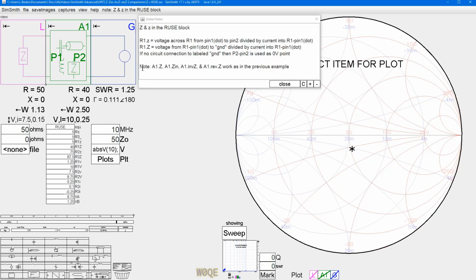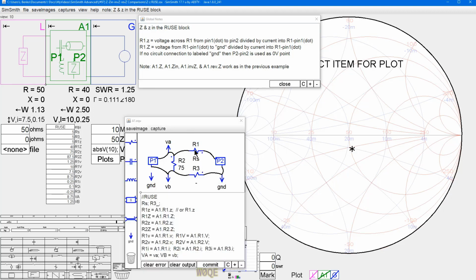In the previous example, we showed that there were 4 different ways to measure impedance: .Z, .Zn, invZ, and revZ. And they still work the same way with the Ruse block as they do with any other SimSmith block. However, the Ruse block has 2 additional ways to measure impedance: .z and .Z.